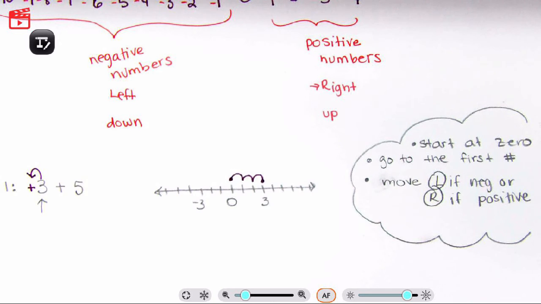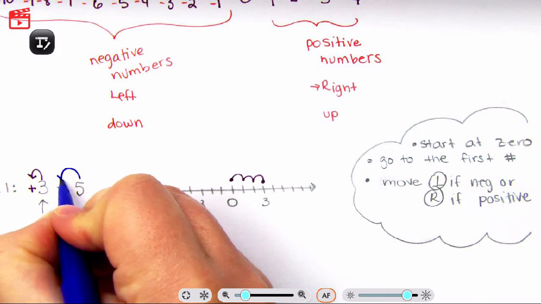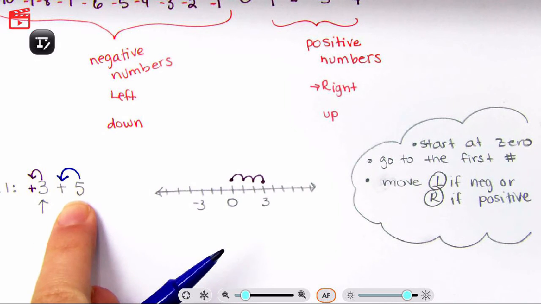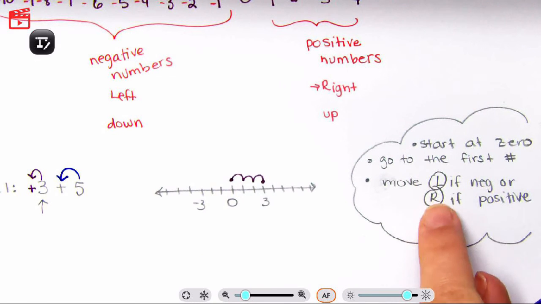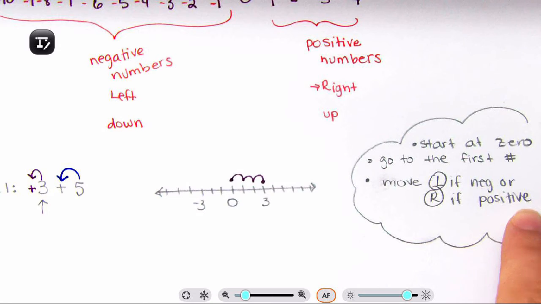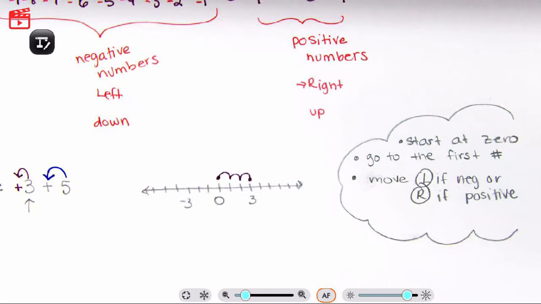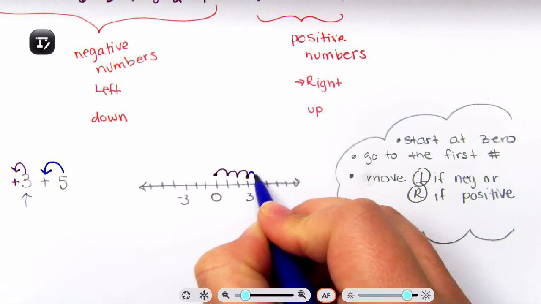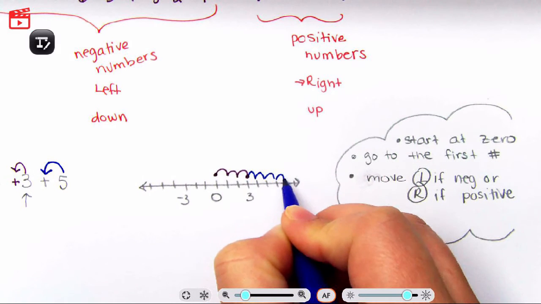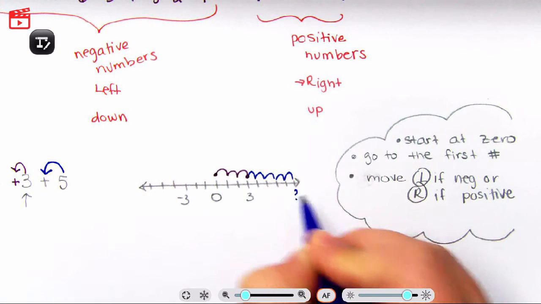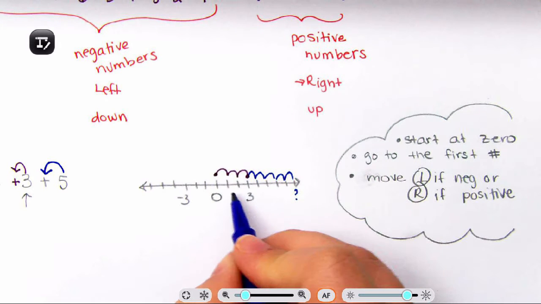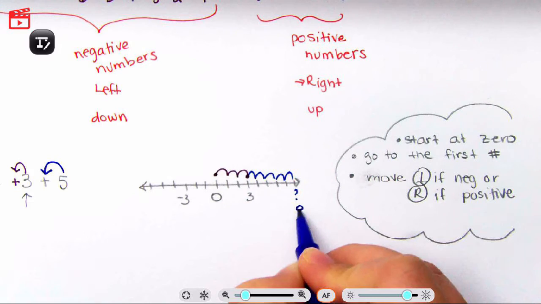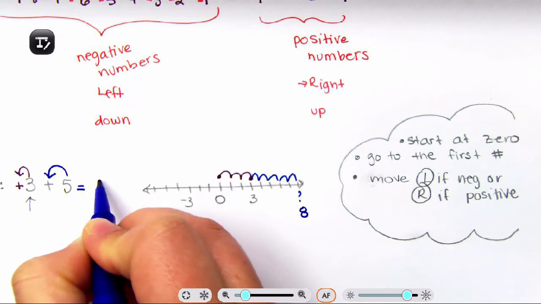Okay, again, always look at the sign in front of your number. I have positive 5. So I'm going to move to the right because we have positive. And how many times I'm going to move to the right is the number. So I'm going to move to the right 5 times. 1, 2, 3, 4, 5. Where am I? What number is that? So I have 1, 2, 3, 4, 5, 6, 7, 8. So 3 plus 5 is 8.